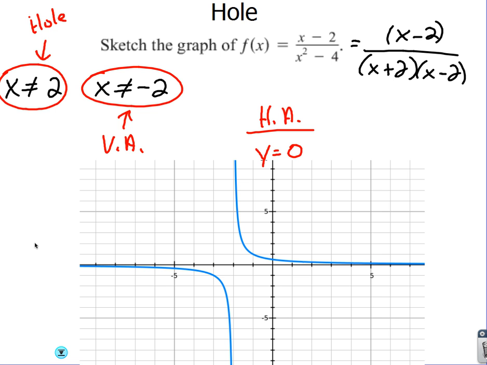You have a vertical asymptote at negative 2. You have a horizontal asymptote at 0, which is your x-axis. And you have a hole at x equals positive 2. And even this one doesn't graph the holes for you real well.